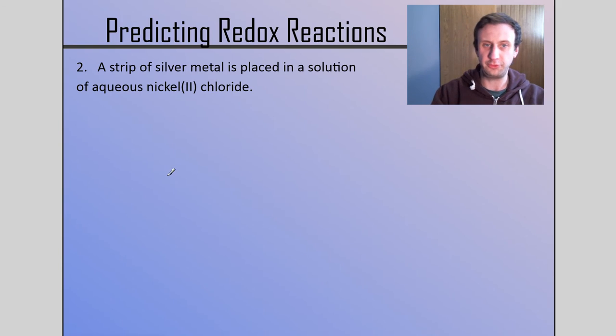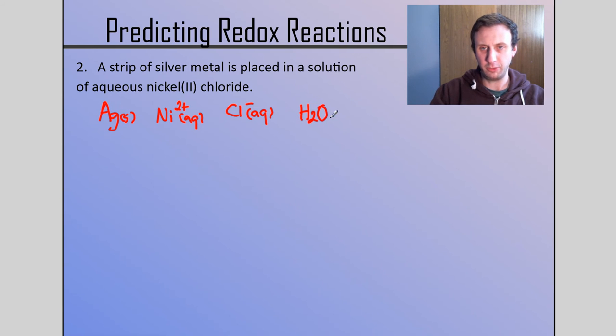Moving on, number 2. A strip of silver metal. All right, so I got Ag solid because I have silver. It's placed in a solution of aqueous nickel 2 chloride, and it already says it's aqueous, so I know that it will dissociate because this is ionic. So I'll get Ni2 positive aqueous. I have Cl minus aqueous. And then, of course, I have water. Always the water.